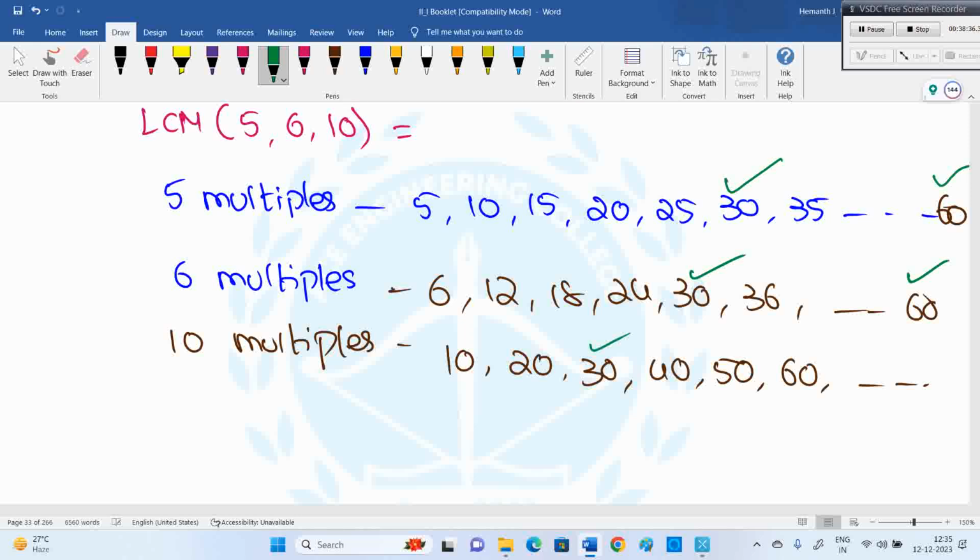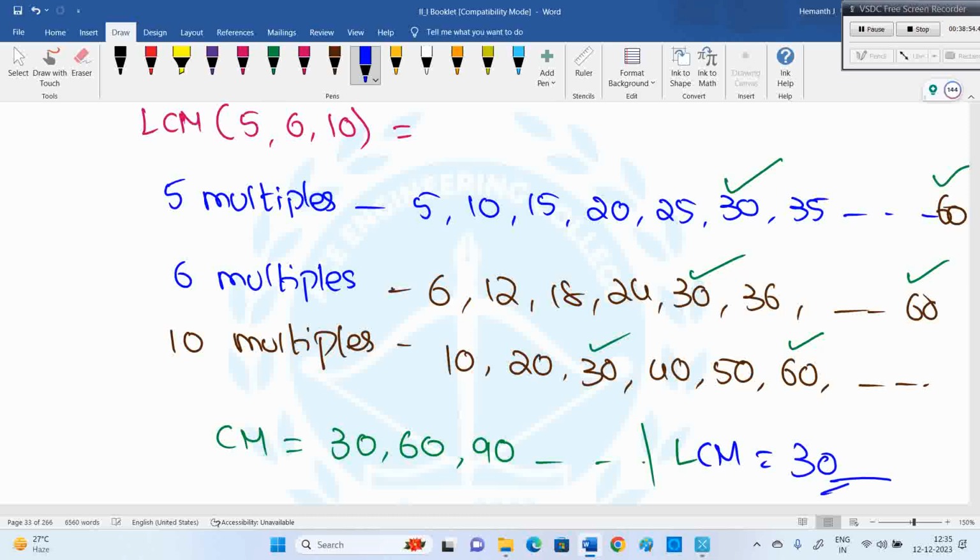The common multiples, CM, I am writing in short, so that you may understand the terminology. Common multiples are 30, 60, 90 like that. Among them the least common multiple, the least one, that is why we call it LCM, is nothing but 30. This is why the name least common multiple came.